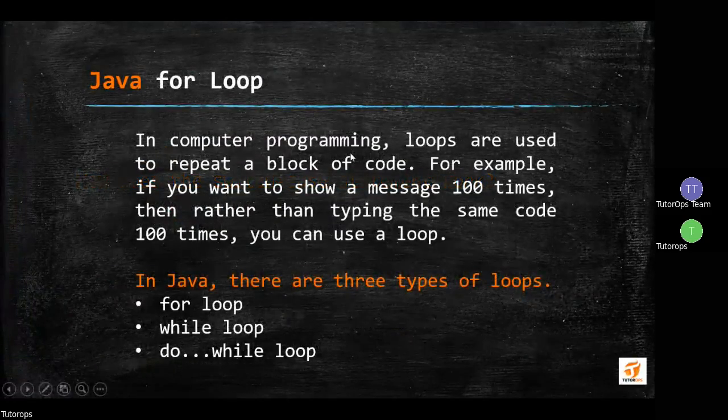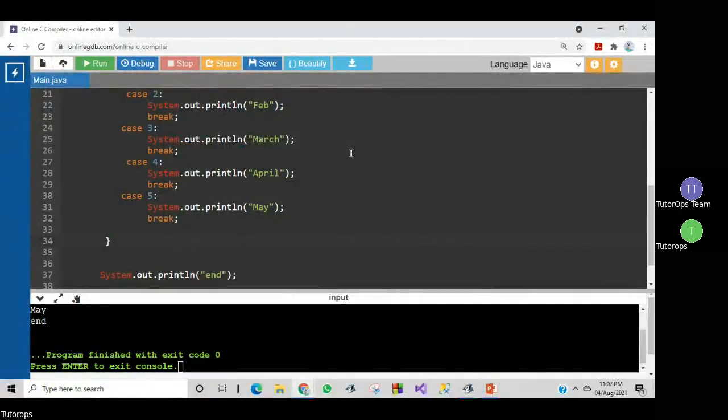Now, one most important thing is loop. This is our branching. In programming language, we say branching. If this condition is satisfied, this branch will execute, and this branch will not execute. If the condition is not satisfied, this branch will execute. Like this, we are executing. This is called branching. Now we are coming to loop.